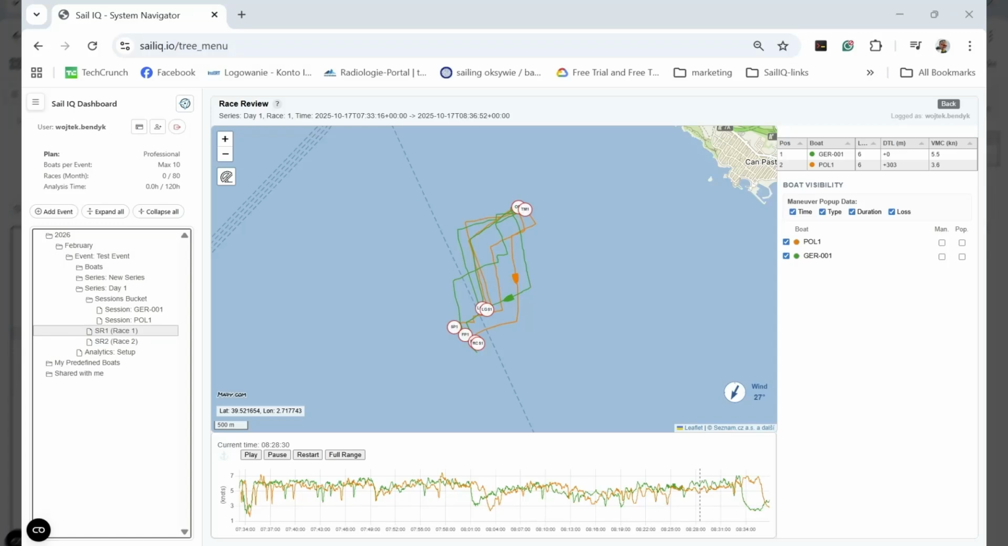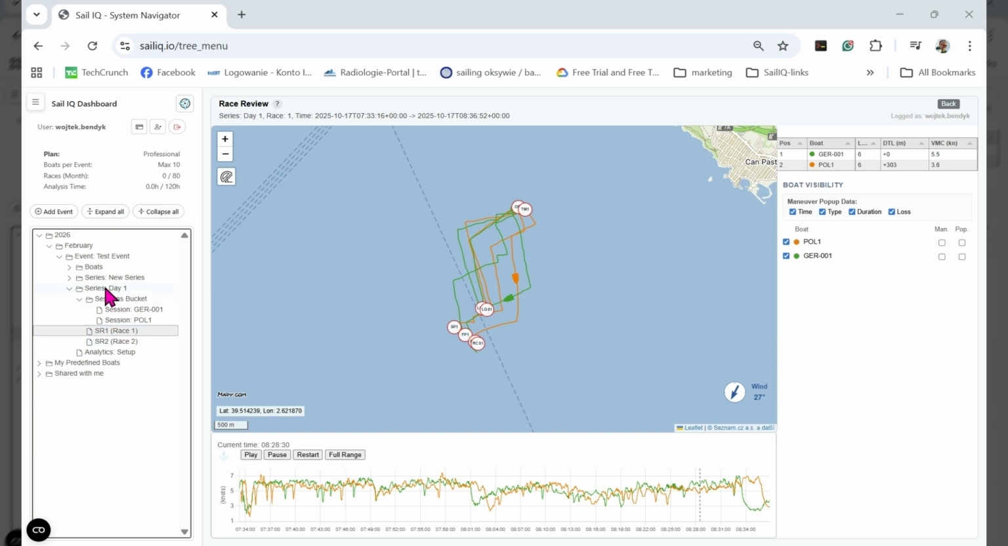Leg analysis, interpretation. I'd like to walk you through a real example of leg analysis and share a few practical tips on how to interpret the data. For simplicity, we'll focus on two boats, POL1 and GR001. Both are from the same class, and the data comes from an actual race. Data were acquired using Vaqueros.